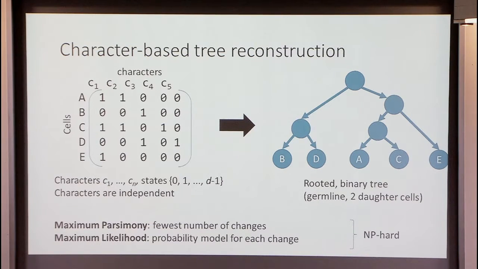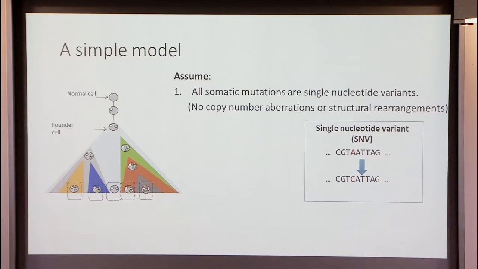Both of these problems, in any reasonable construction, are challenging problems. They're NP hard problems, but there's all sorts of great algorithms and approaches that one can use. So let's formulate a simple model to make this a little more concrete for somatic mutations. We'll start by assuming all somatic mutations are single nucleotide variants. So forget about copy number aberrations and structural rearrangements and all this crazy stuff. Just assume that the only somatic mutations are single letter changes in the sequence.